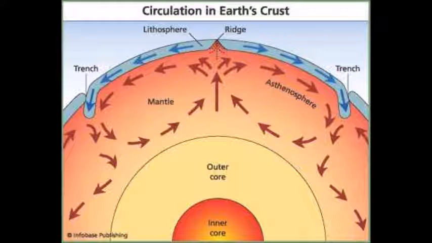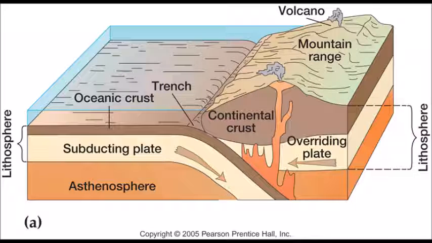The reason that each type of boundary occurs is because of circulation of magma in the Earth's crust. The first type of boundary is convergent. This is where one plate goes under or subducts under another plate.